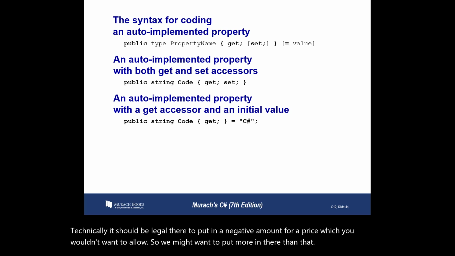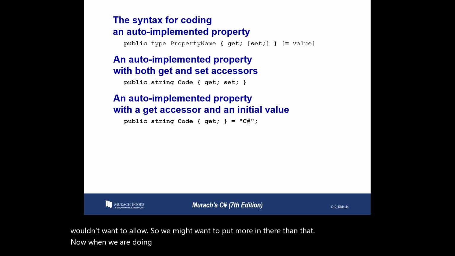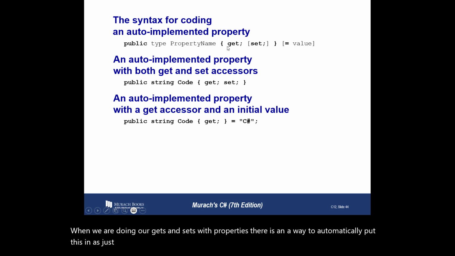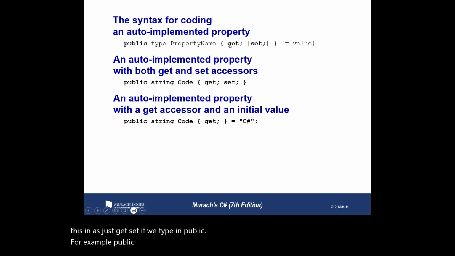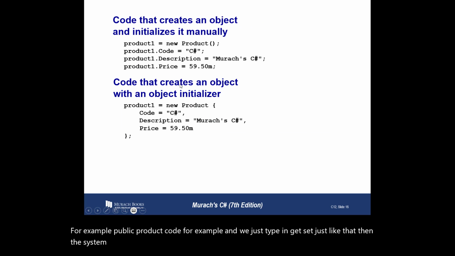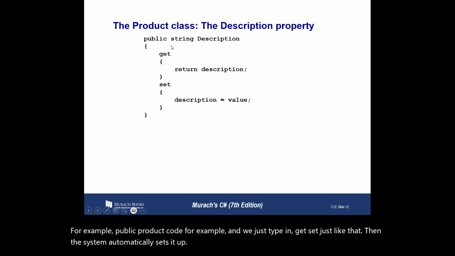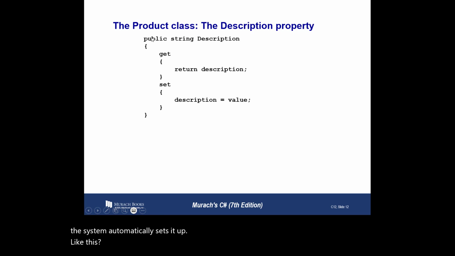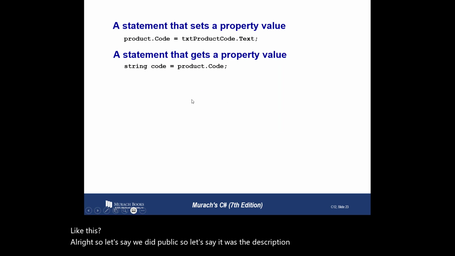Now, when we are doing our gets and sets with properties, there is a way to automatically put this in as just get set. If we type in public, for example, public product code, and we just type in get set, just like that, then the system automatically sets it up like this. Let's say it was the description. You can see what that looks like.